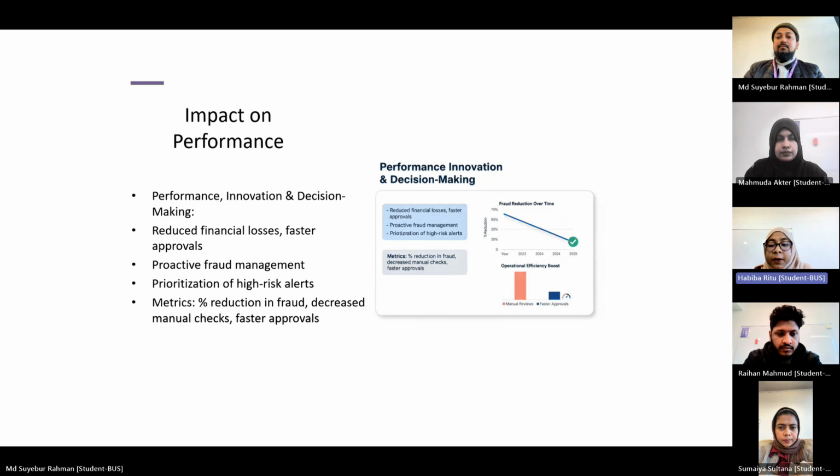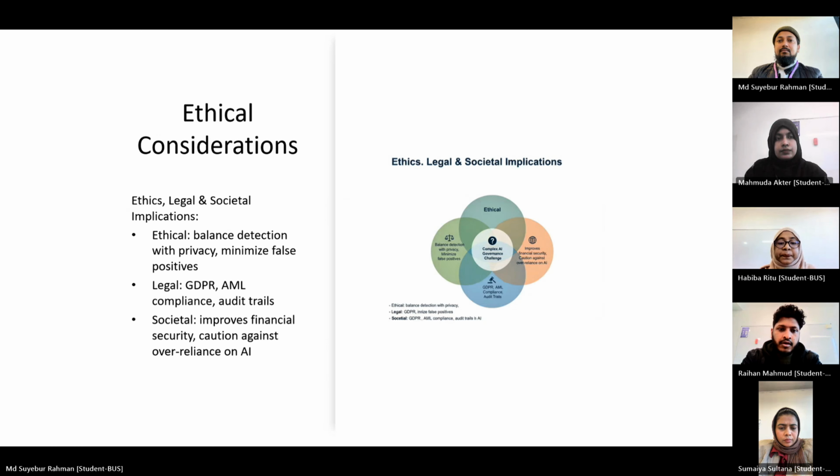You can see that while manual reviews have gone down, the speed of approvals has gone up. This proves that HSBC has successfully shifted to proactive fraud management. We are prioritizing risk intelligently rather than just reacting to it. I will now pass to Raihan to discuss the ethical framework governing this system.